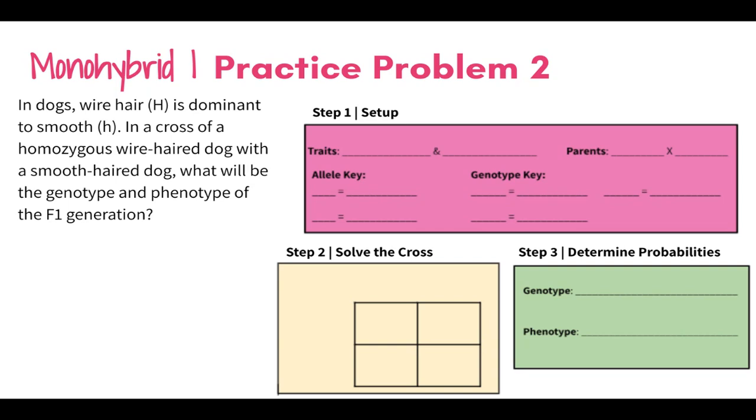So this time we're dealing with dogs, and our trait in this case is kind of the composition of hair. So we have wire hair and smooth hair, which we're going to transfer over into our setup. So looking at the information, we see our capital H is wire hair, so that's going to be our dominant trait. Our lowercase h is smooth, so we transfer that over into our allele key as well. So now we go ahead, apply the combinations of alleles to get our genotype. So there's two genotypes that are going to result in our wire hair, which is our homozygous dominant and heterozygous. The only way a dog can have smooth hair is then if they're homozygous recessive.